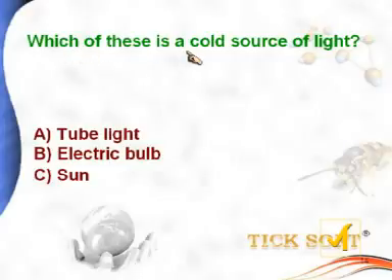Which of these is a cold source of light? The options are option A, tube light, option B, electric bulb, and option C, sun. See, as far as this electric bulb and sun are concerned, they both are hot. Okay, they are hot sources of light. But as far as this tube light is concerned, it is the cold source of light. Okay, so option A, tube light, is the answer.